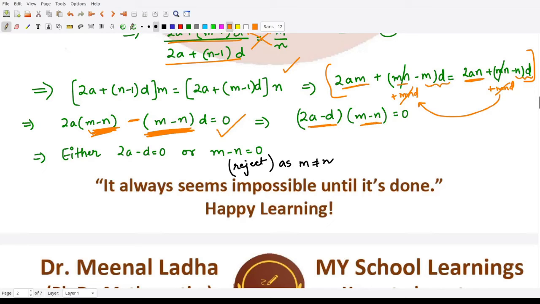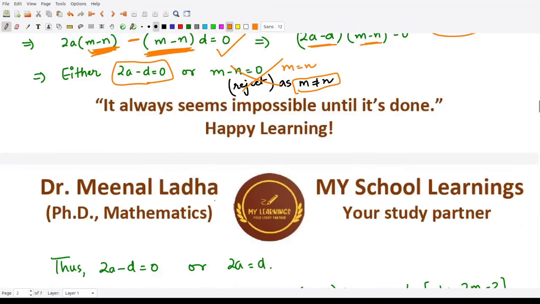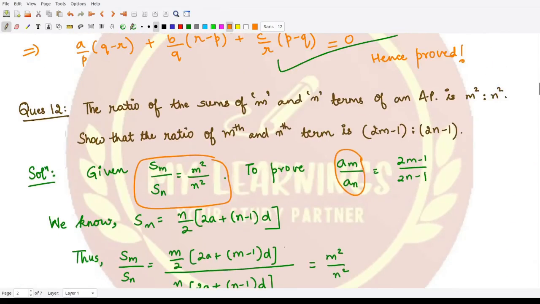Now the product of two terms is equal to 0, so that means either of the two terms is 0. So either 2a minus d is 0 or m minus n is 0. If m minus n is 0, that would give us m is equal to n. However, m and n are different terms, so we will reject this case and move with the case where 2a minus d is equal to 0. So from here we obtain 2a is equal to d. We will use this in order to evaluate this ratio am upon an.